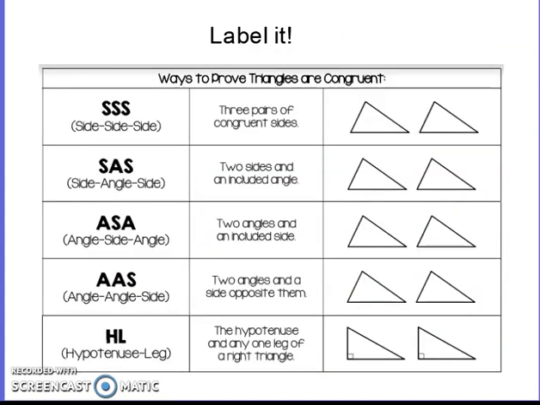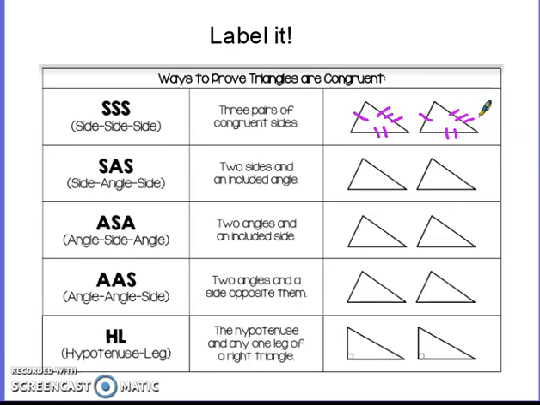Now, we're going to talk about labeling it so that you know what it looks like. When we talk about side-side-side, that means three pairs of congruent sides. I need one pair here, one pair here, and one pair here. In order to prove two triangles congruent with side-side-side, I need three pairs of those congruent sides.